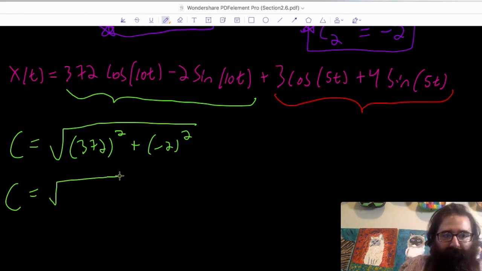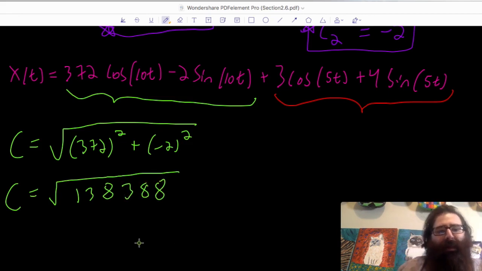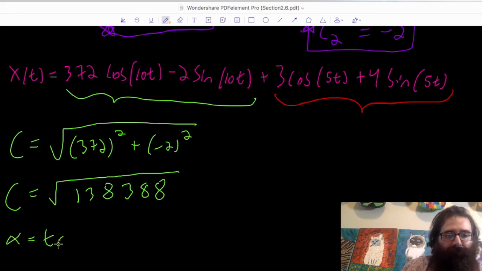But I believe in you that if you square these and add them, negative 2 squared is fine, that's 4. You should get 138,388. And while we're at it, we'll find alpha, which is tangent inverse of b. Let's call this alpha sub 1 and c sub 1, since I got another round of it, color coding as well.